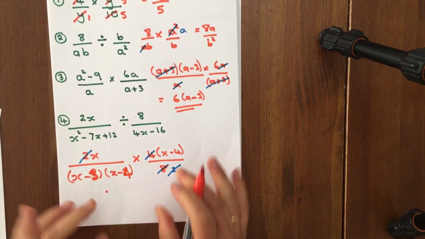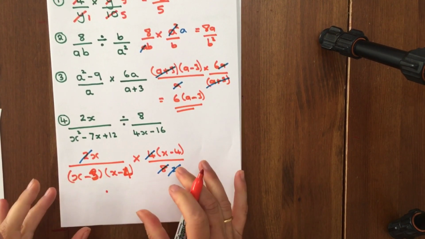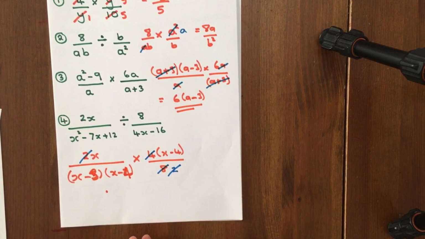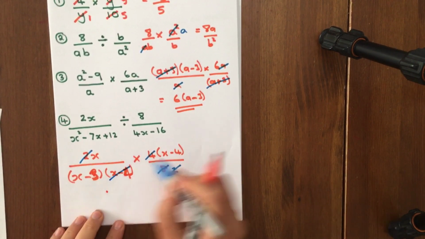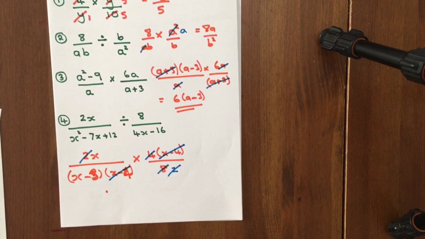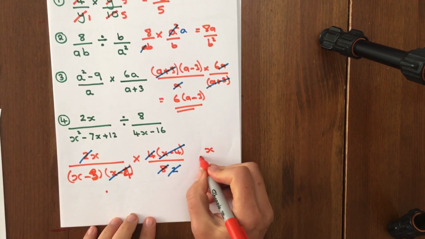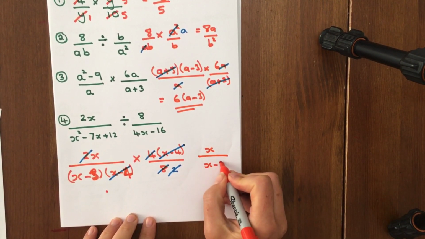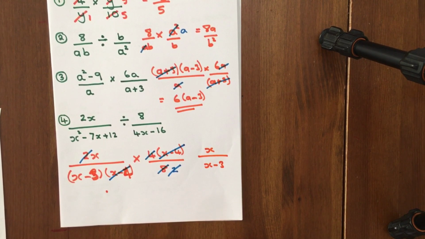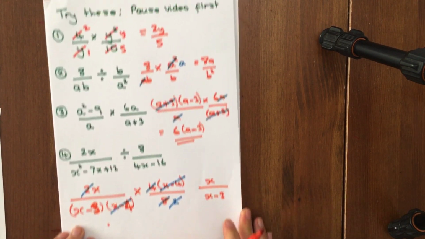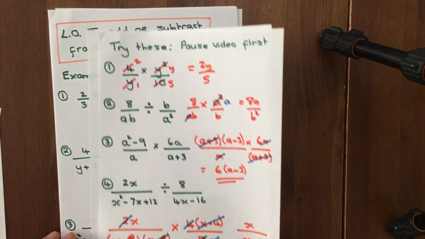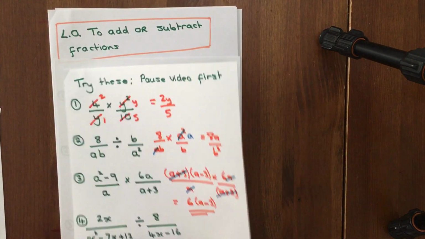So at this point here, if you're not cancelling, you have probably made a mistake. Okay, so x minus 4, x minus 4. So I've got x on the numerator and just x minus 3 on the denominator. Okay, well done. Let's go into the next part of the video.